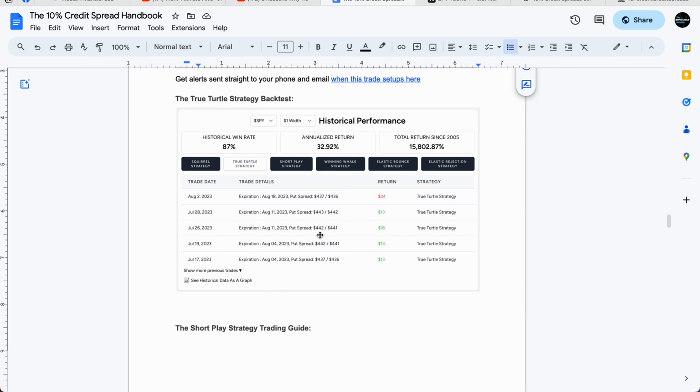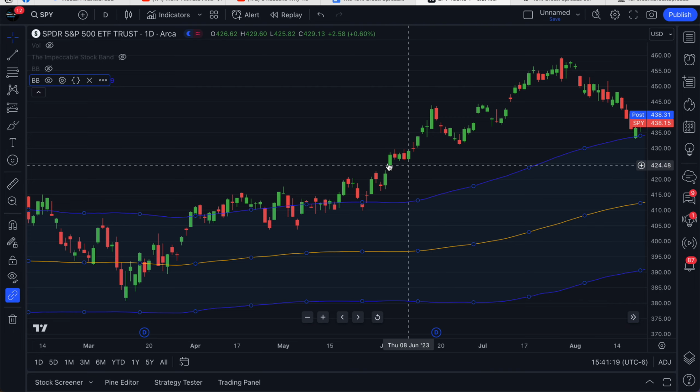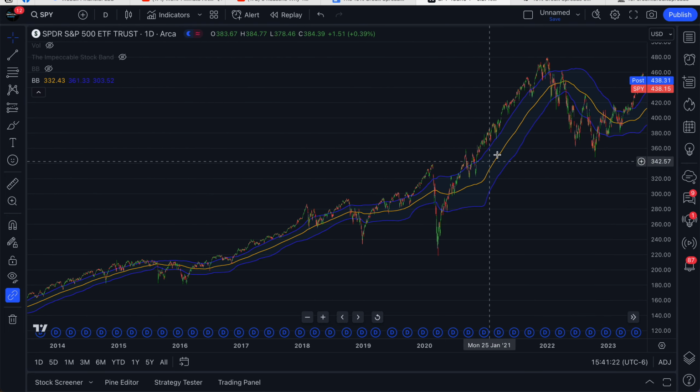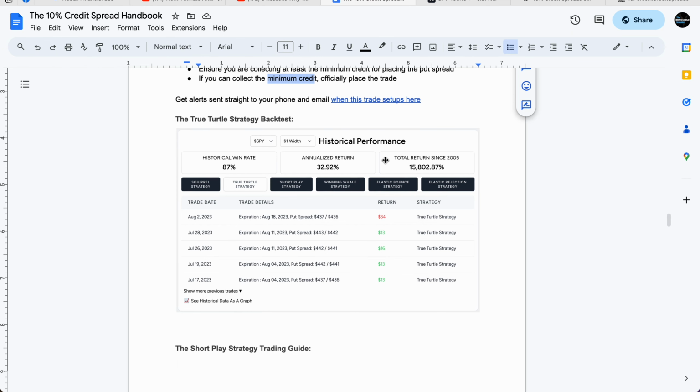However, if we're looking at a back test of this performance, the True Turtle Strategy has one of the highest occurrences. Why? Well, because the market long term is trending up. It's above this blue line more than it isn't. And because of that, you can trade this strategy a lot. So that's why it has one of the largest return rates. You can see here an 87% win rate. Again, we're trading roughly a 25 delta, 30 delta, so by default we have a theoretical win rate of 70 to 75%. But when we trade with the trend, as mentioned in lesson number 1, we have a higher win rate. Thus, we have an 87% win rate and a 33% annualized return. And that's the beautiful part of trading a simple system that works.